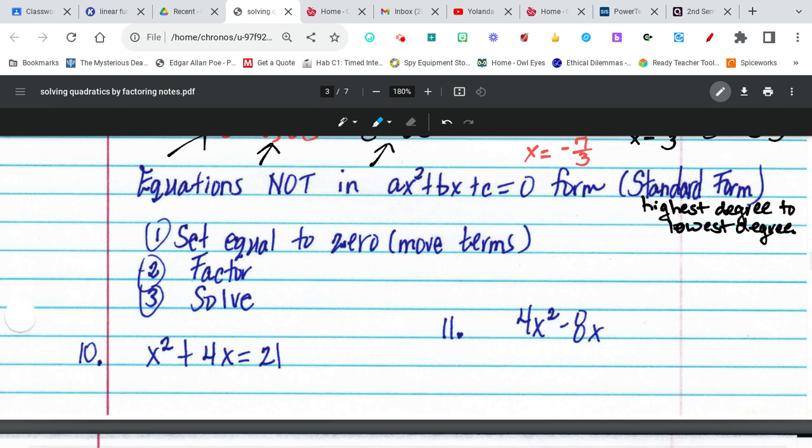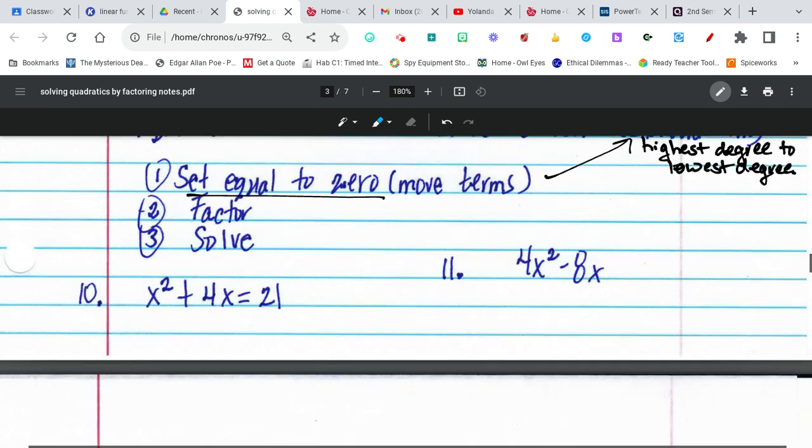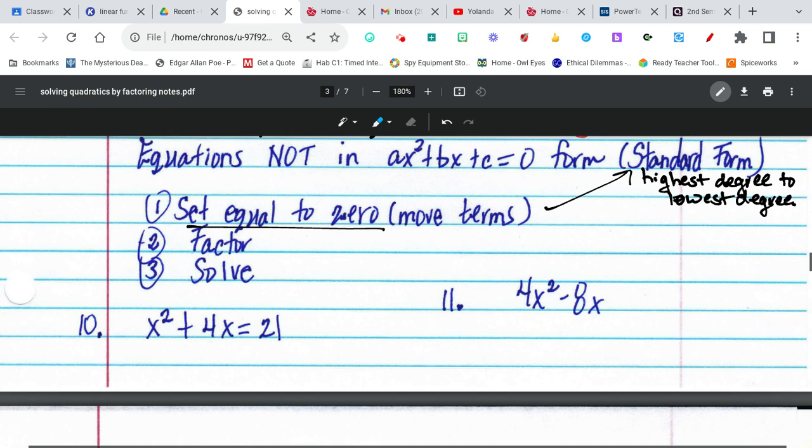Okay, so if your equation is not in standard form, just put it in standard form. So make sure you set it equal to 0. You're going to have to move some terms around and then factor and solve. When you move those terms around, please put your equation in standard form. Okay? And it's got to be set equal to 0, guys.